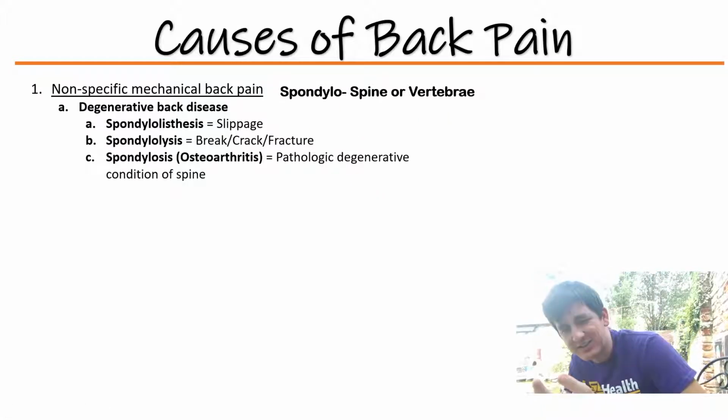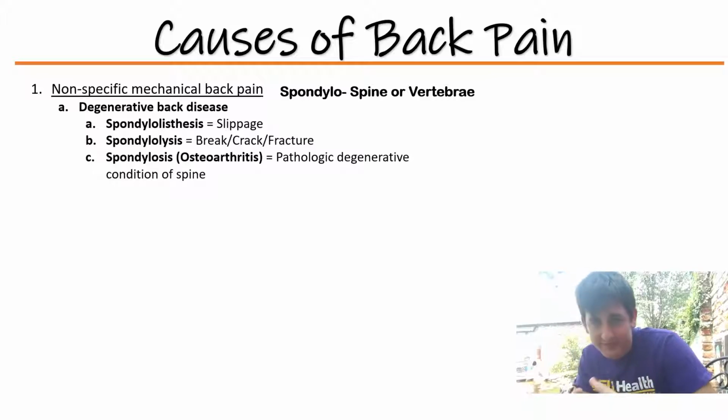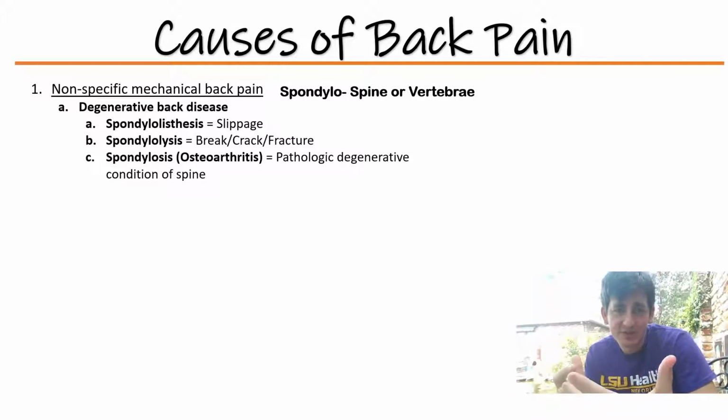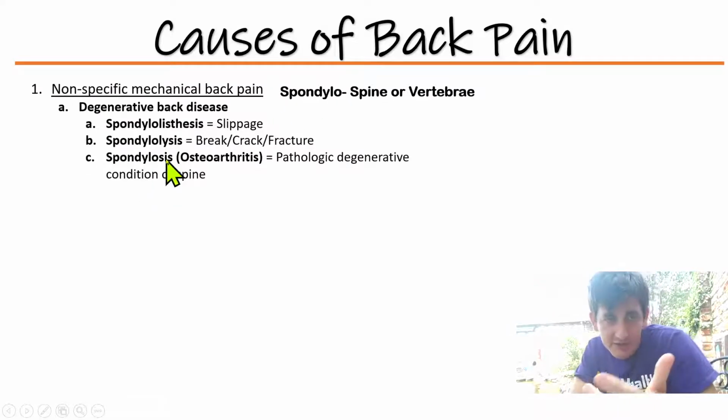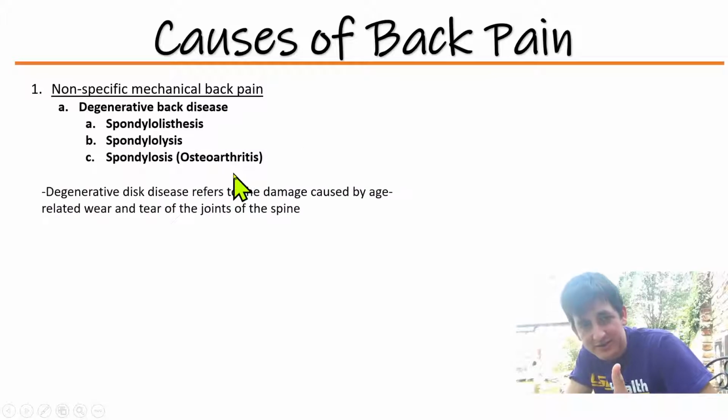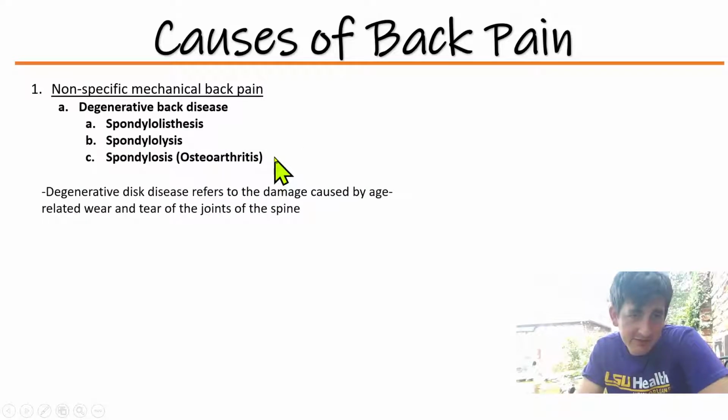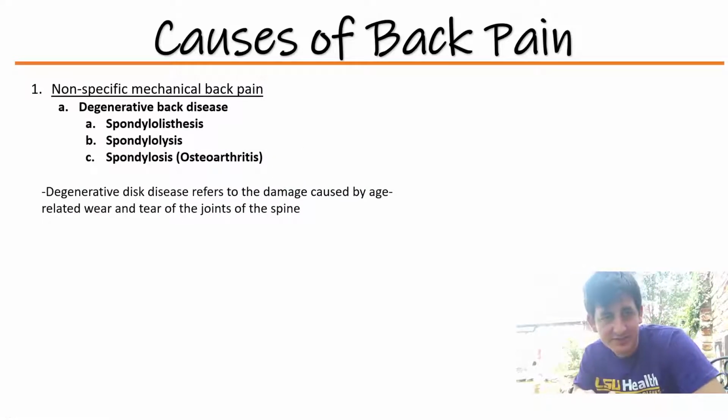Lysis, to break, crack, or fracture. Split, from chemistry, biochemistry. We know that term. So you're cracking or fracturing the vertebrae. Spondylolysis. Osis is a pathologic condition, so this is going to be a pathologic condition of the spine, right? Also known as osteoarthritis, specifically vertebral osteoarthritis or spinal.